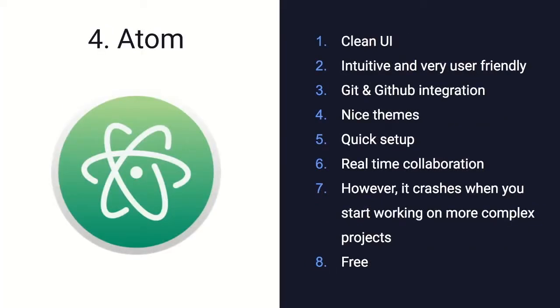Number 4, Atom. Atom has a really clean user interface and really great themes. It's very intuitive, really user-friendly, and in my opinion, wonderful for entry-level developers. It has Git and GitHub integration, so you can easily push to your repositories. It doesn't require a long setup at all, and you can install extensions for real-time collaboration with other developers. However, in my experience, it started to crash when I started working on bigger projects. So to me, it really reduced its performance, and that is why Atom is not at the top of my list.